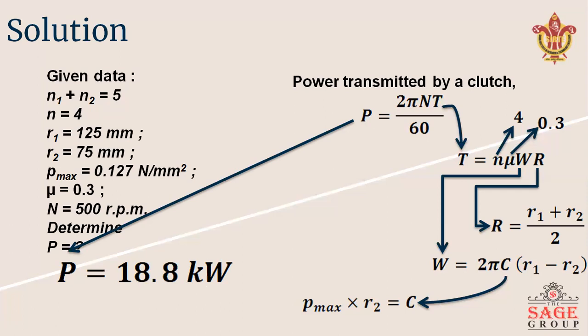I have already explained all the formulae used in this numerical problem. So now the value of P is equal to 18.8 kilowatt.